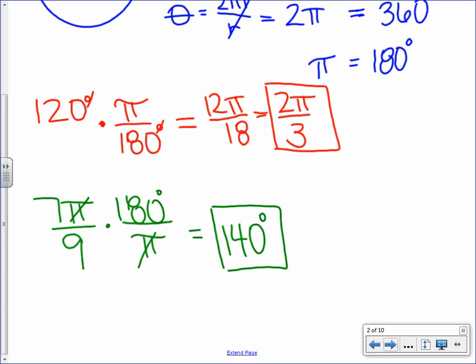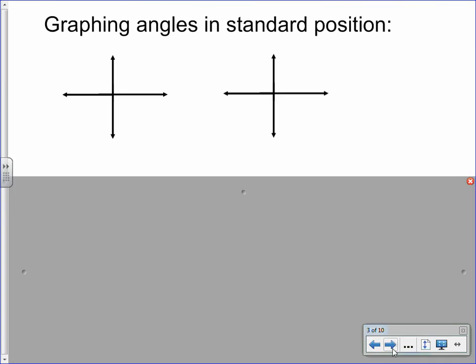All right, let's talk about graphing angles in standard position. Who can tell me what it means to have an angle in standard position? Where do we start our angle? Great. We're going to begin at the positive x-axis, and then we rotate, right? This would be a positive rotation.